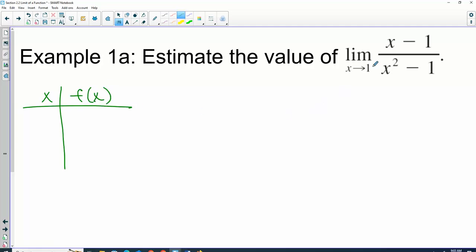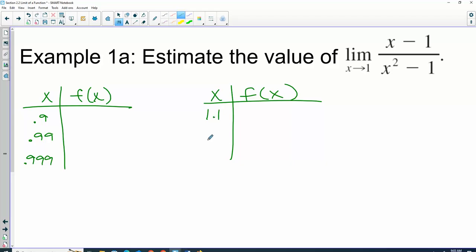This one's a little bit shorter because we're not finding the slope between 2 things, so we're just really looking at x's and our function. You do have to do both still from both sides of 1. So smaller, maybe 0.9, 0.99, 0.999. Bigger, so maybe 1.1, 1.01, 1.001. And we are plugging them into this function.